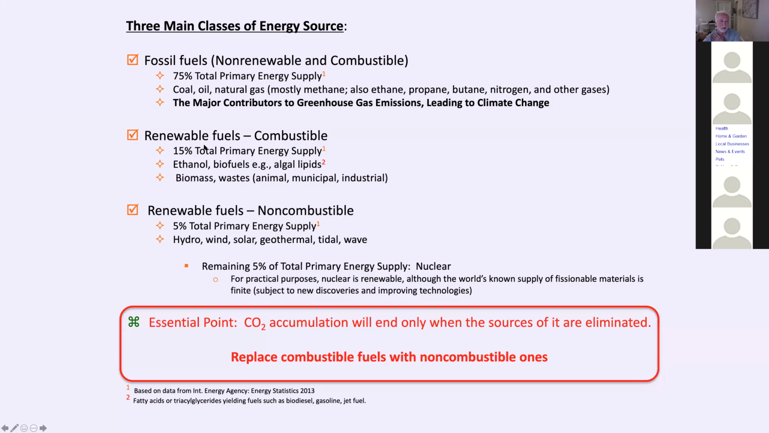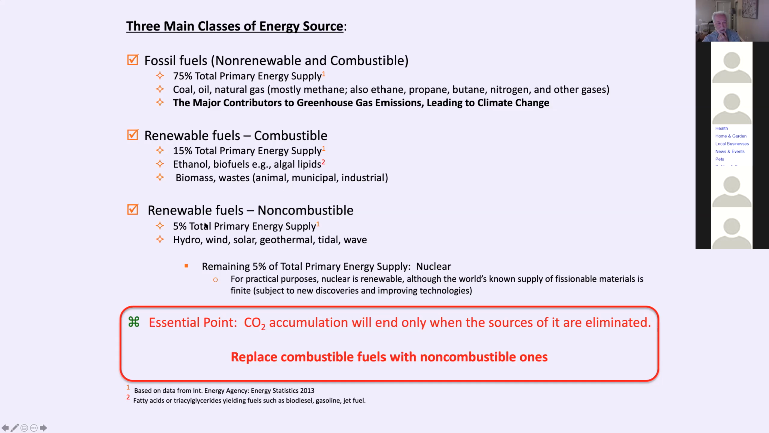There are 3 main classes of energy source: fossil fuels, renewable fuels that are combustible, and renewable fuels that aren't combustible. Most of our energy worldwide now comes from fossil fuels. They're non-renewable and they're combustible. A small amount comes from renewable fuels, but you have to burn them. For example, ethanol, biomass, anything that you have to ignite to get the energy out of it is combustible, and it generates CO2.